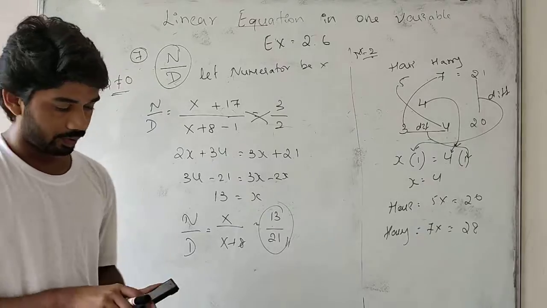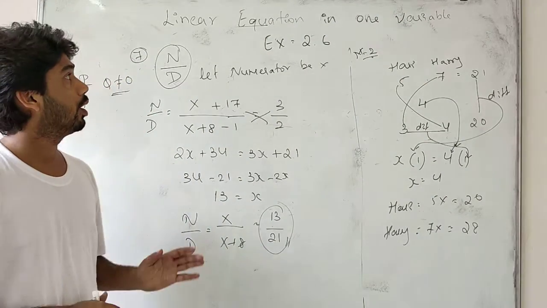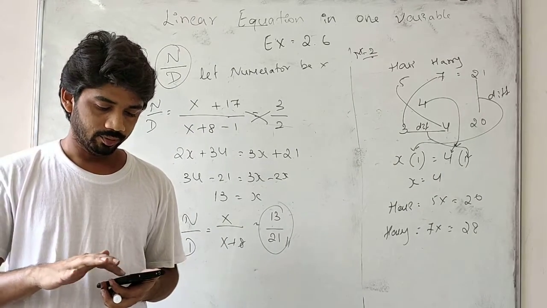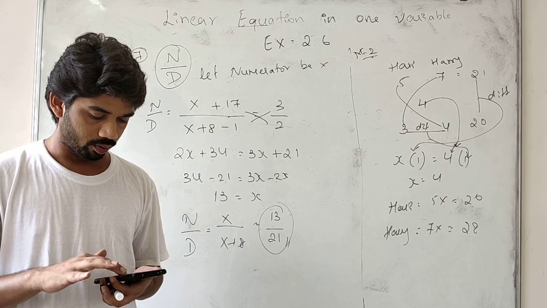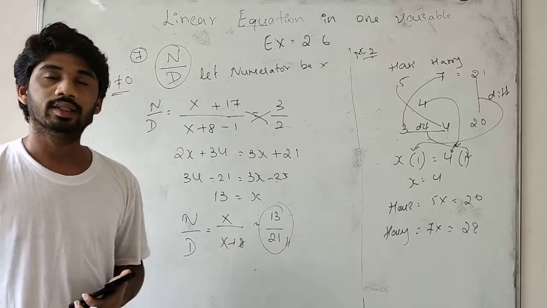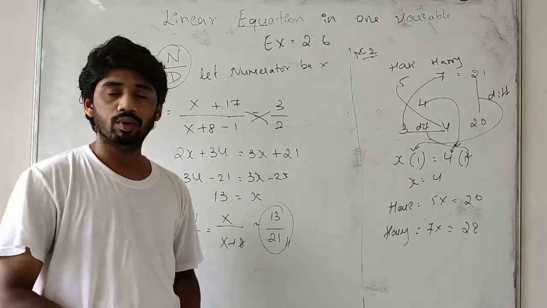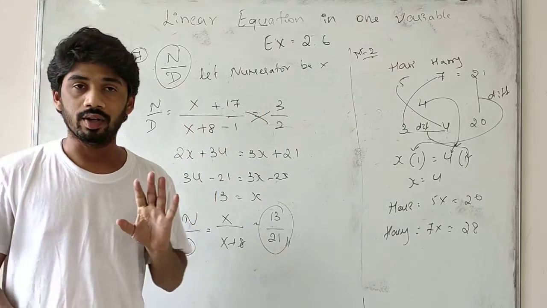Okay, so here we are wrapping up exercise 2.6 and the whole chapter of linear equations in one variable. From the next class we are going to do the chapter Understanding Quadrilaterals. Here we have completed rational numbers, linear equations in one variable, and exponents.